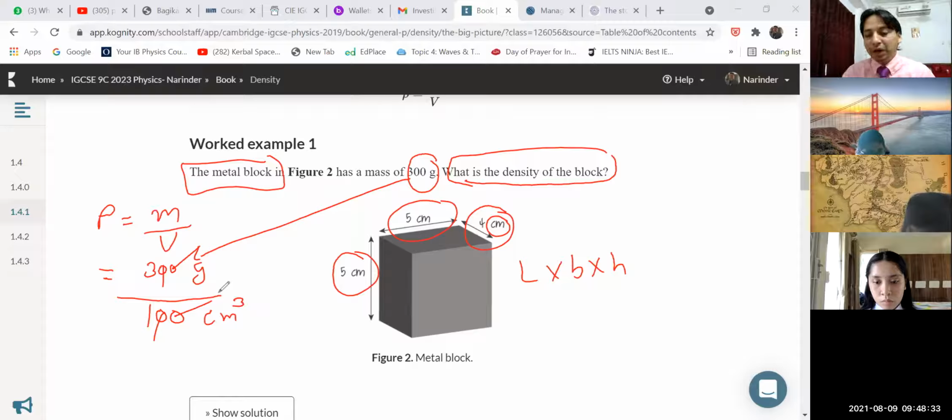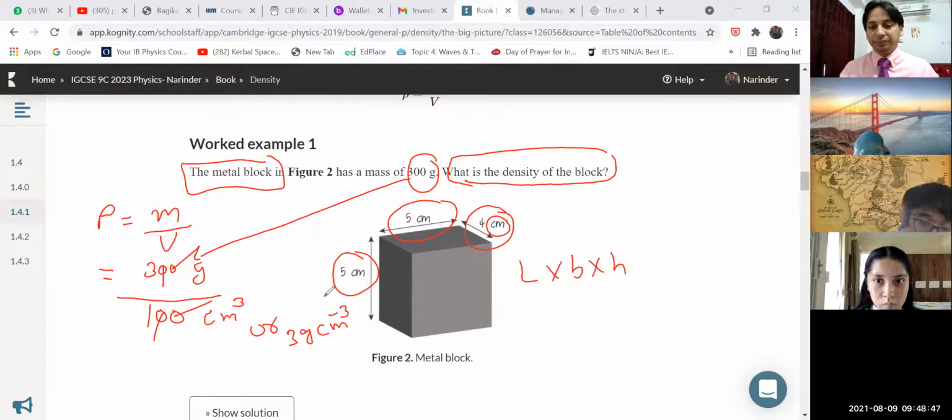So 3 gram per centimeter cube, or 3 gram centimeter cube inverse. Both are the right answer. Did you get the same answer, children? Yes, sir. Okay, good.